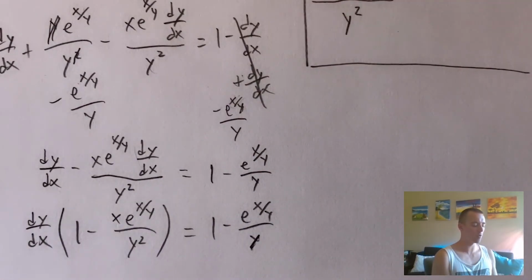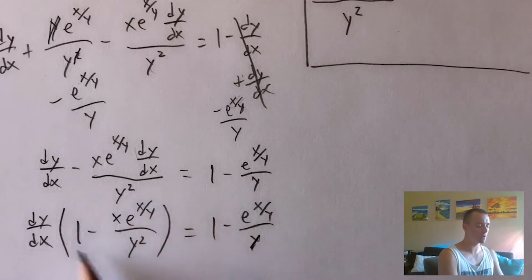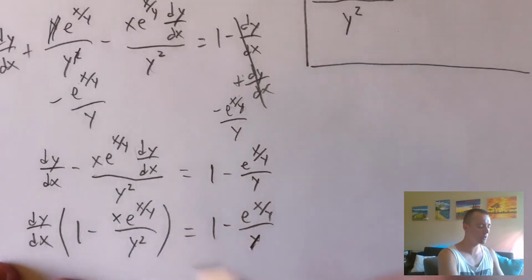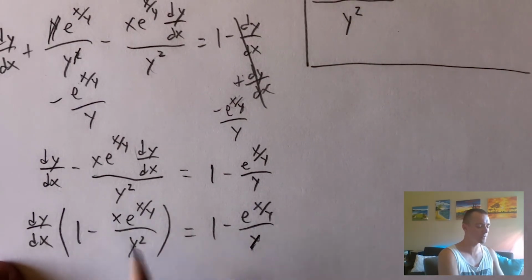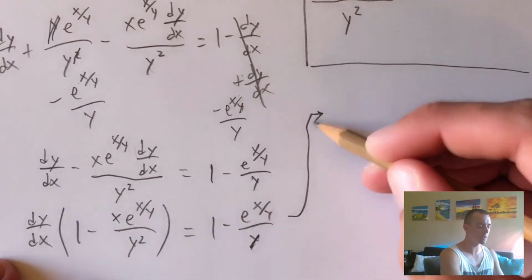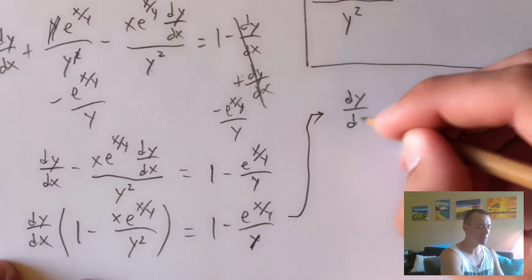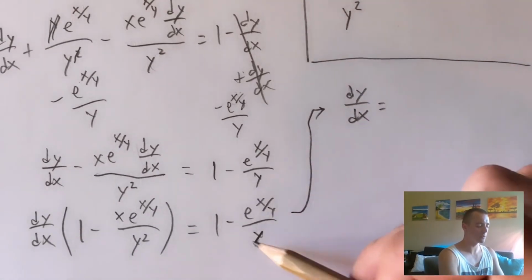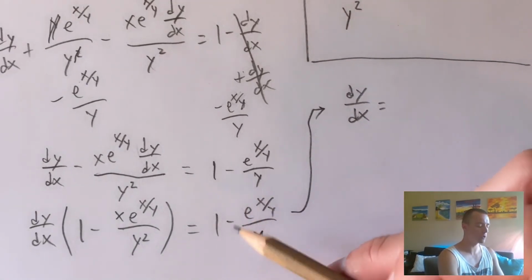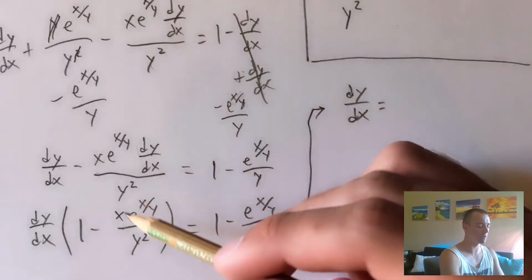And now that we have the whole left side of our equation just as dy dx times something else, we can move this whole other thing over to the other side by just dividing it over. So if we divide both sides by everything in the parentheses here, we'll just end up with dy dx equals everything over on the right side of our equation divided by everything in the parentheses here.